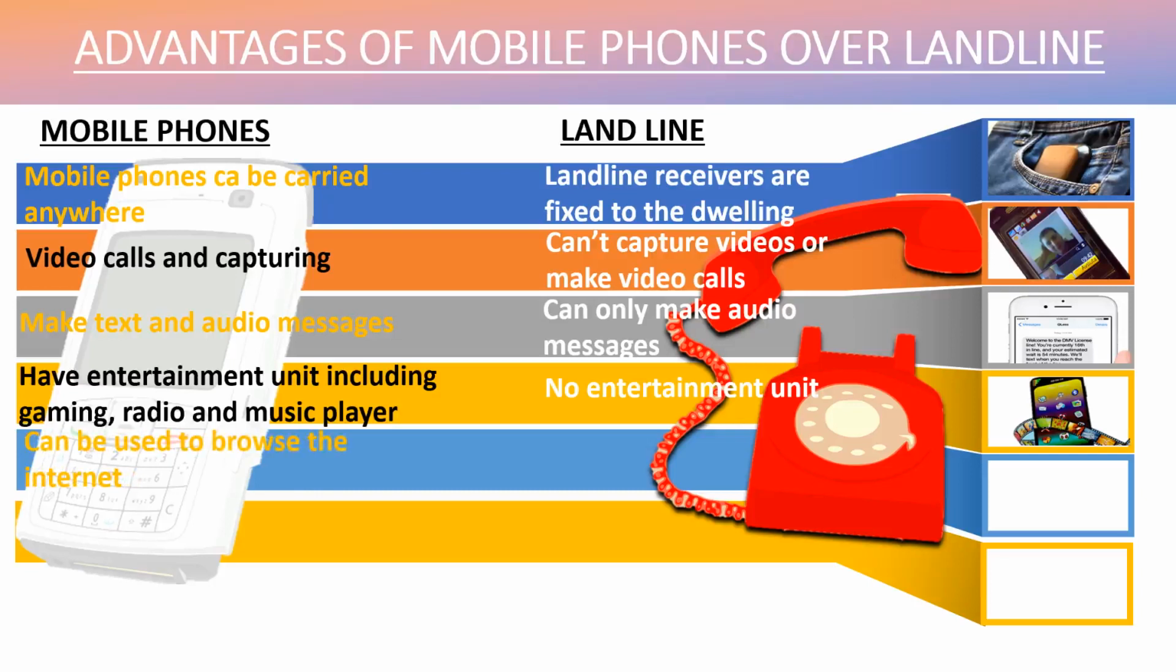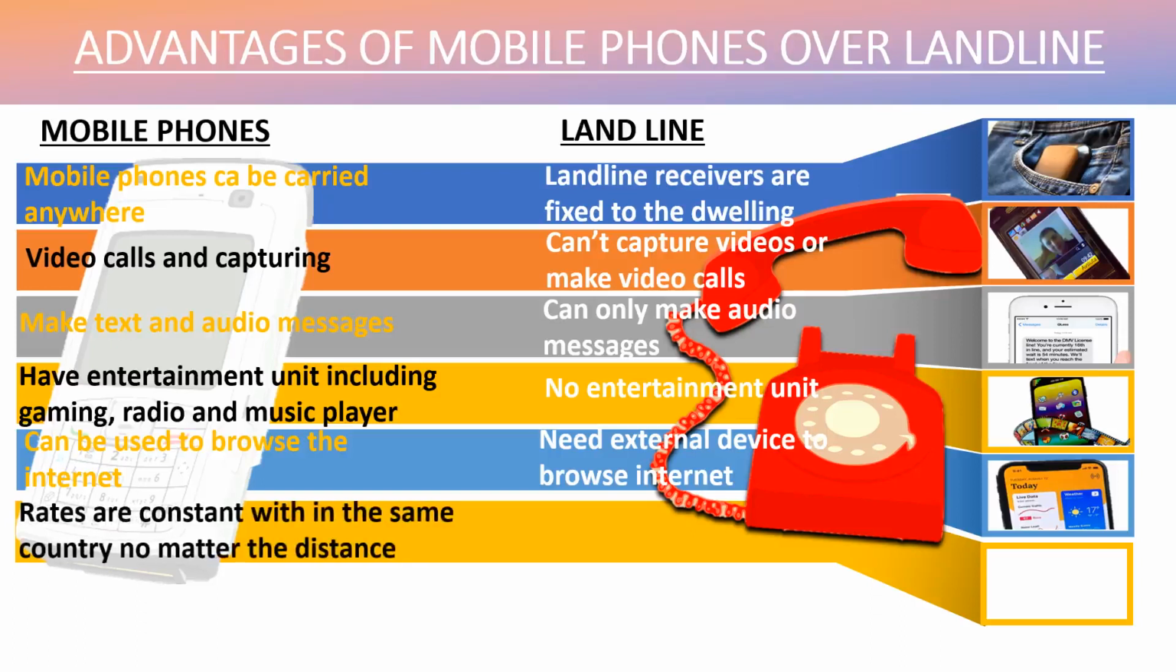The other thing is that with cell phones or mobile phones, you can browse the internet. You can go on your WhatsApp, Instagram, Facebook, all these social media platforms can be accessed via the mobile phones. But with the landline, you would need an external device to browse the internet. You cannot just use your receiver to browse the internet. The very same landline phone should be connected to your computer or laptop in order for you to be able to browse the internet.